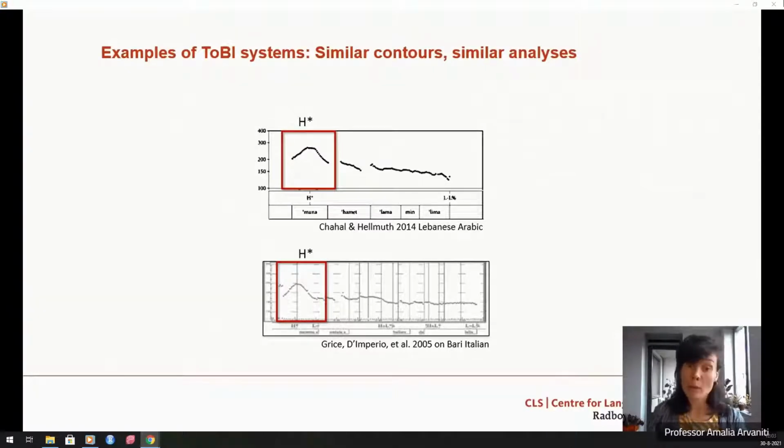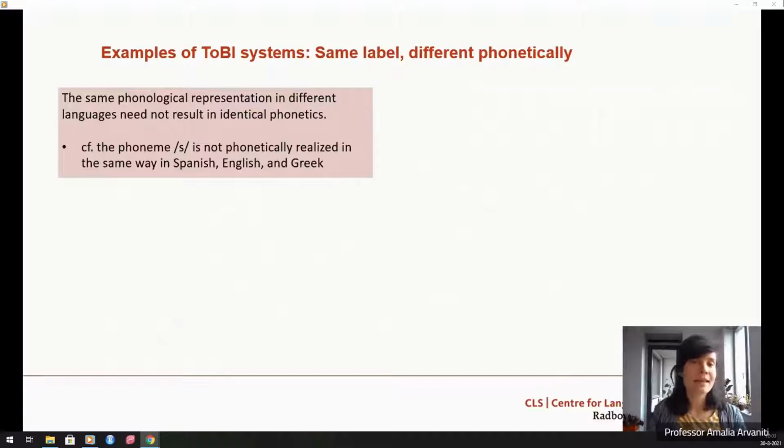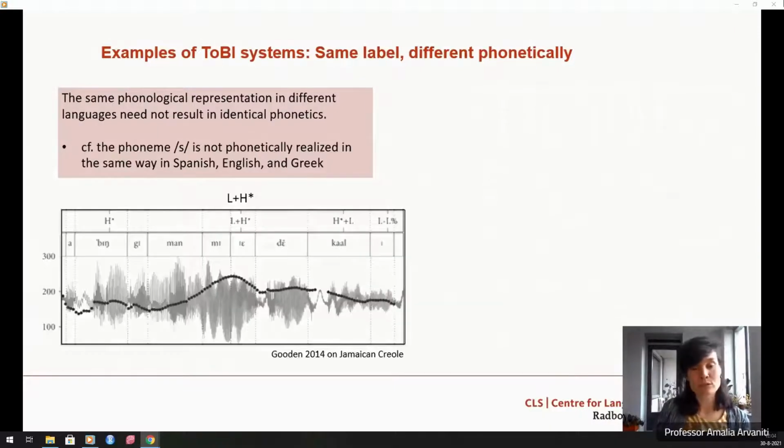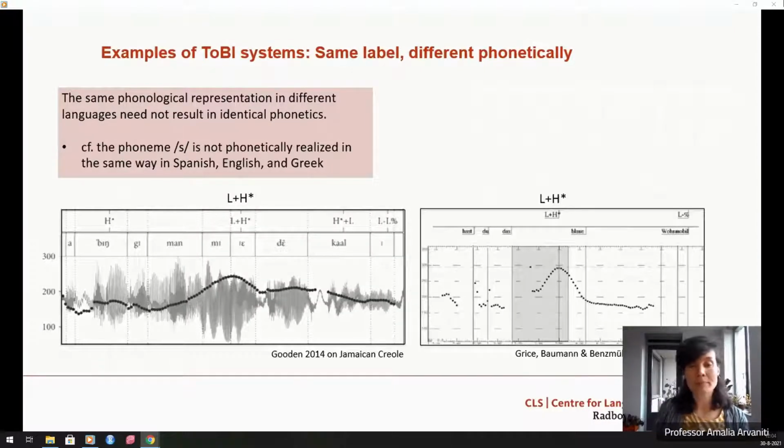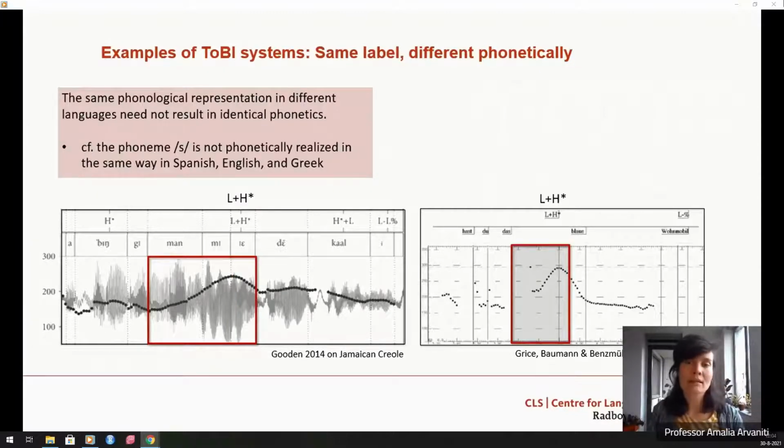However, things don't always match up. The same phonological representation does not always result in the same phonetics. Take, for example, this utterance from Jamaican Creole and German. On the left in our Jamaican Creole example, we have a low plus high star pitch accent, likewise in German. However, we can see that in the Jamaican Creole example, the rise is slow and it starts 3 syllables before the accented word, whereas in German, the rise is sharp and occurs only on the accented syllable.